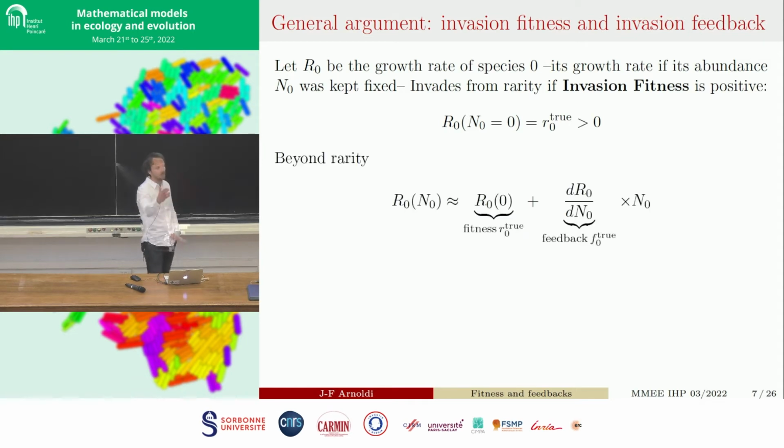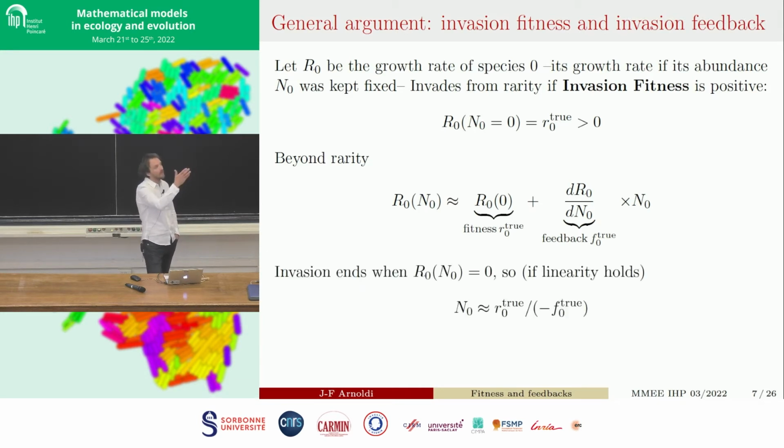But if you go a little bit beyond rarity, you can do just a linear expansion, and you have the total derivative. That's important, the total derivative. By total, I mean that it has to do with everything else in the system, maybe many other species. And its total derivative is what I want to call the feedback. It's how the growth rate is affected by the abundance of the invader. So it's a density dependence effect.